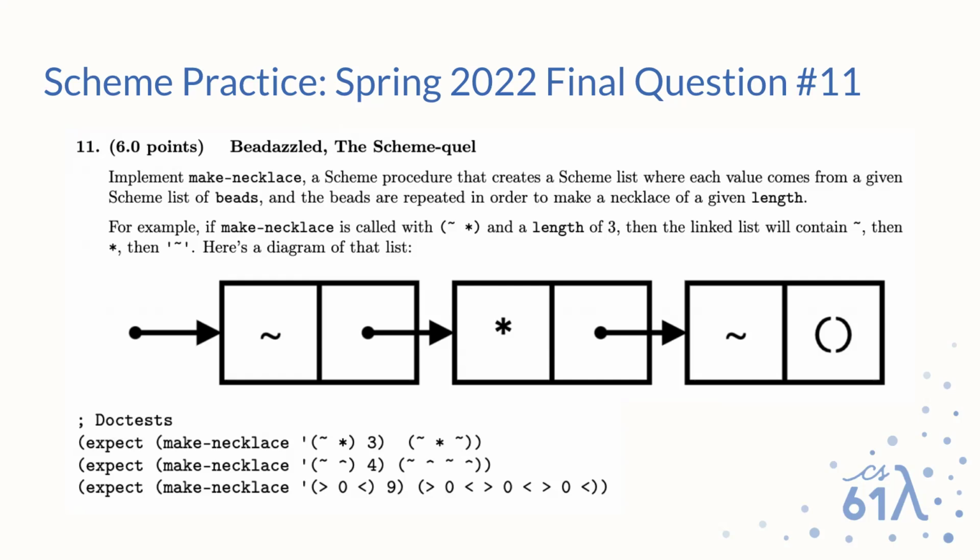For example, if we make a necklace with 2 symbols and a length of 3, the linked list will alternate between those two that we inputted, and they create this diagram. So in short, these are the two values that we want to be repeating until it has length 3. So we'll first have a swirly line, then a star, then a swirly line again. So that's how you can think of it. It will just repeat and alternate with each other.